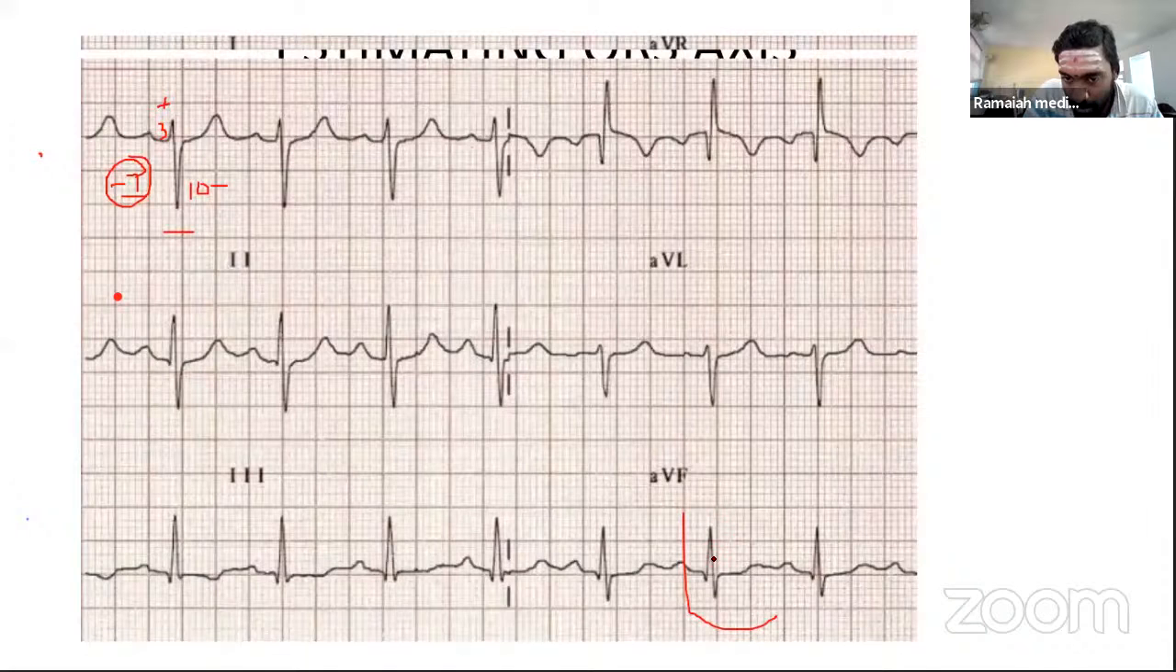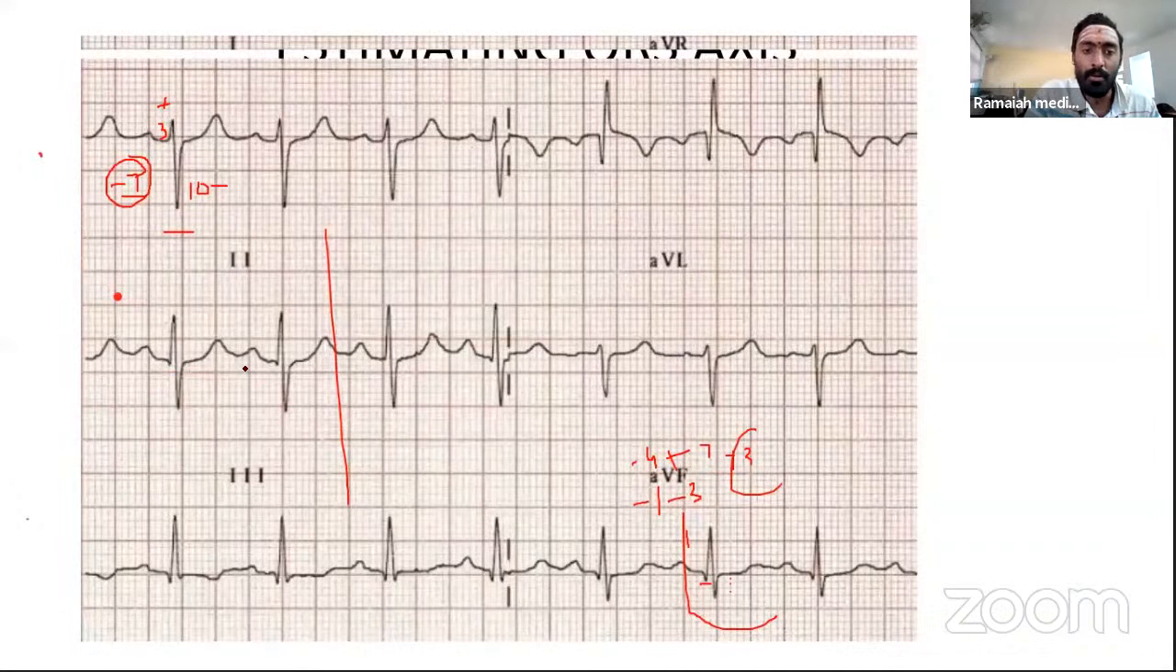AVF, what is there now? See, there's one small Q wave which is 1 millimeter. You minus that 1, and what is the one more here? 1, 2, and 3. So minus 3. So we get a total of minus 4, and you add the positive wave here. So 1, 2, 2 plus 5, which is 7. So this is again positive. So the net is positive. So you draw now where it comes.